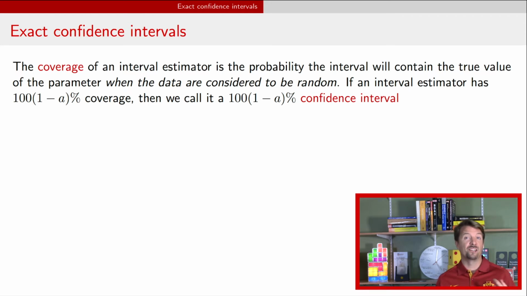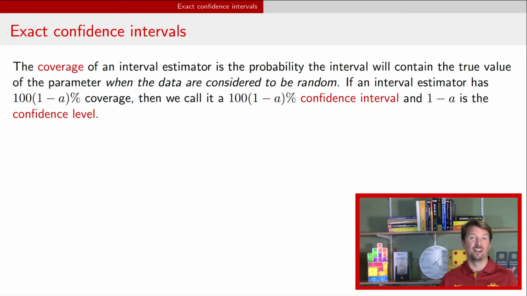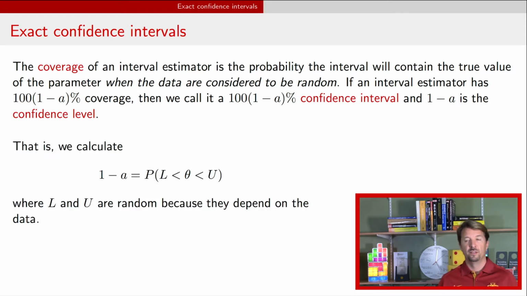If an interval estimator has a particular coverage, say 95%, then we call it a 95% confidence interval, and 1 minus a is the confidence level. So 95% confidence intervals have a 0.95 confidence level. Basically, we're doing this probability calculation: the probability that the lower endpoint L and upper endpoint U of the interval contain the true value theta, we want to make sure that that's at least 1 minus a.